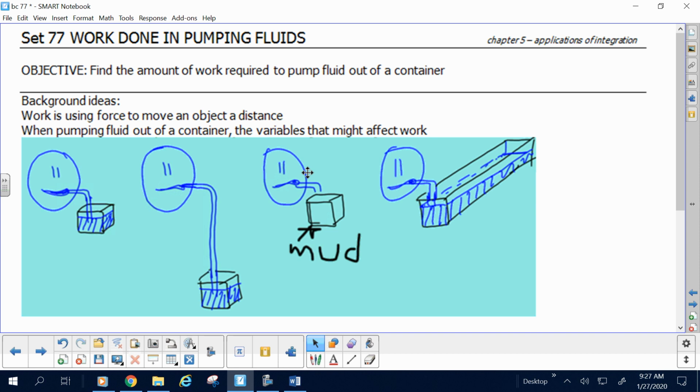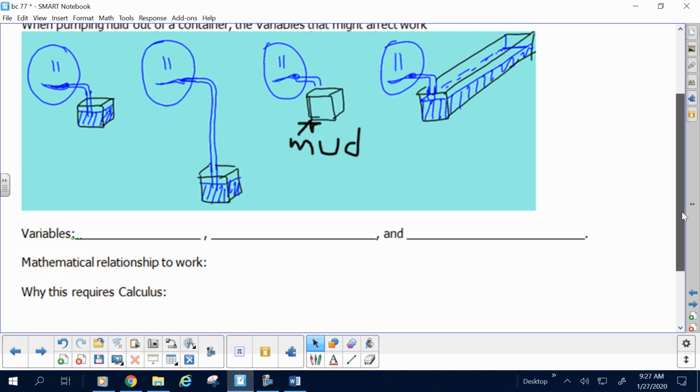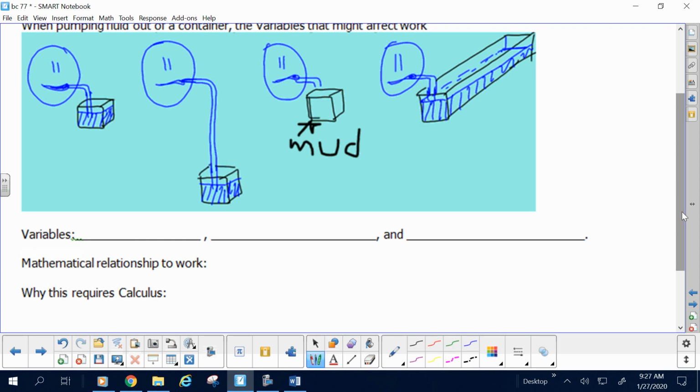So between all three or four of those pictures, they are meant to communicate the big idea of the day. The big idea of the day is how much work it takes to empty a container by pumping fluid out of the top edge, all right? Now consider those variables here. The things that seem to relate to work or impact the amount of work that it takes are what?